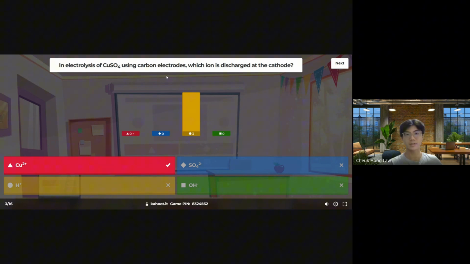Okay, so in electrolysis of CuSO4 using carbon electrodes, which ion is discharged at the cathode? At the cathode, you have your cations. The cations present are Cu2+ and H+. We always choose the one lower in the reactivity series. If you look at the reactivity series, copper is lower than hydrogen. So Cu2+ will be discharged, not hydrogen. It's the one that is lower.